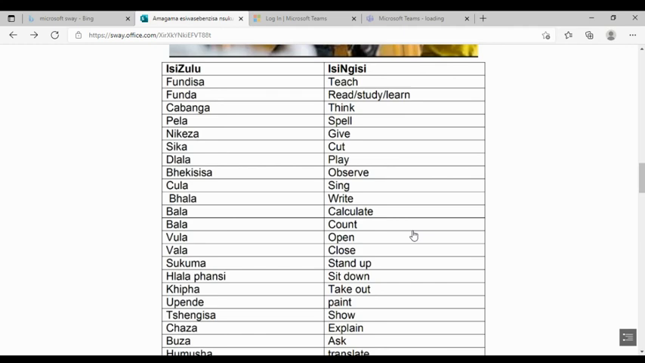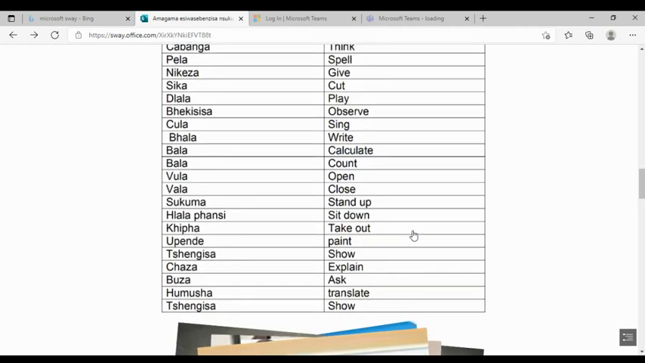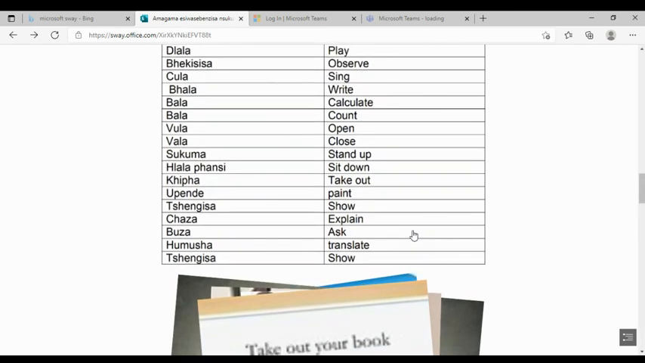Vula, open. Vula umnyango. Open the door. Vala, close. Vala umnyango, close the door. Sukuma, stand up. Okay? Hlala phansi, sit down. Khipha, take out. Khipha ibhuku lakho, take out your book. Upende, paint. Ukupenda, painting. Ngisebenzisa upende, I'm using paint.